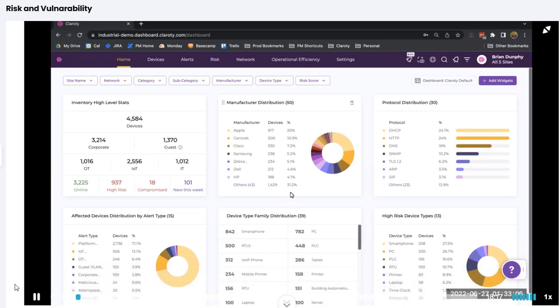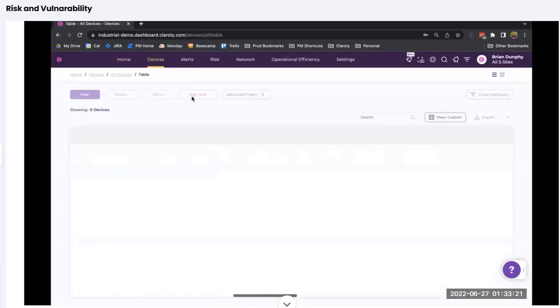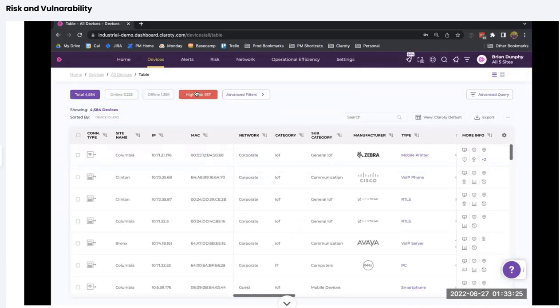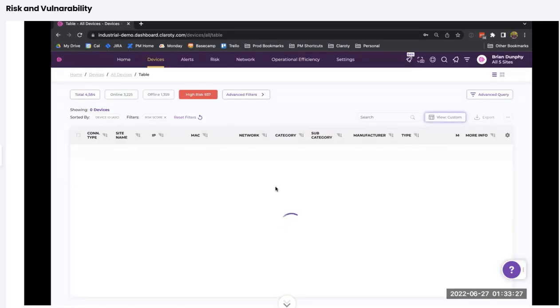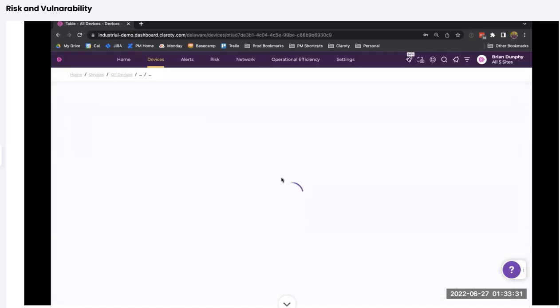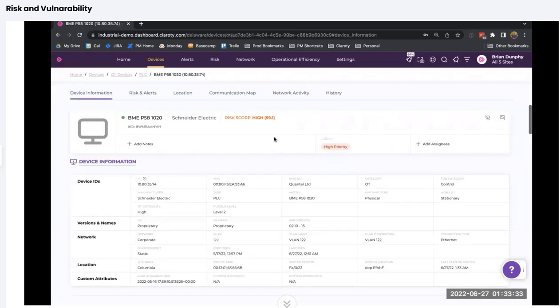Understanding of our real-time inventory capabilities, I want to walk you through how you can take advantage of that inventory to really understand the vulnerabilities that impact your assets and ultimately start to take workflow to be able to manage those vulnerabilities. So if we go into devices, we're going to pick a particular asset. Let's look at some high risk assets, more likely to have vulnerabilities. Let's drill into this particular asset.